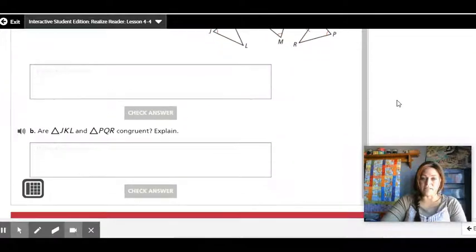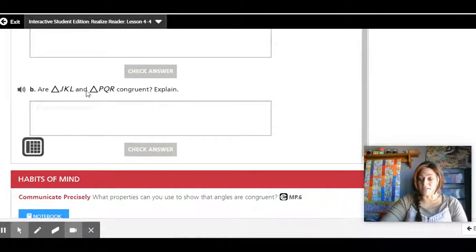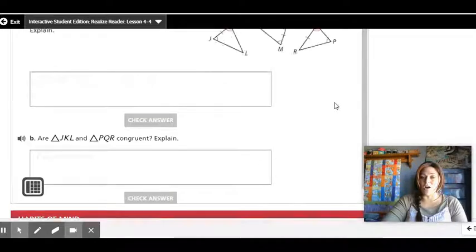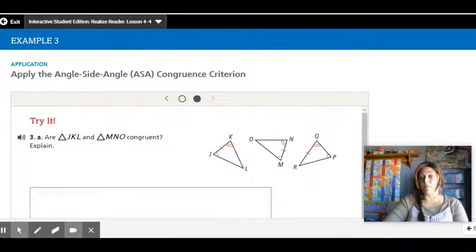There's another one, I believe, down here. You need to check these triangles. Check these on your own. See if you can figure out if the markings from triangle JKL and triangle PQR match up perfectly, that they would be or would not be congruent to each other.